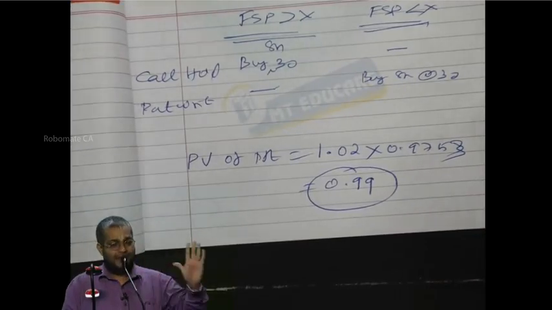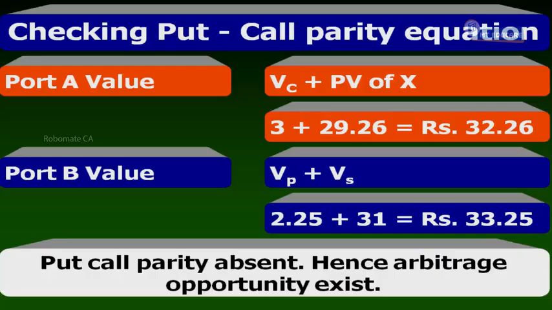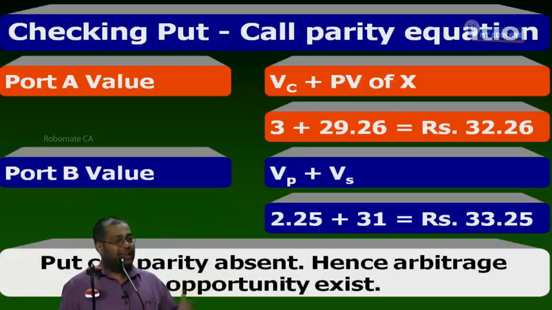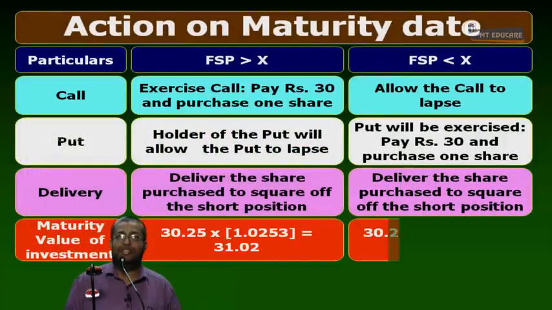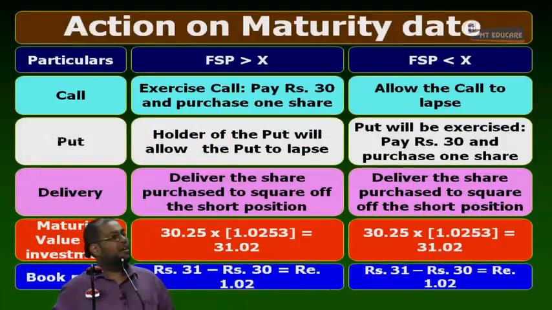After a long time you have clapped; I think only now you understood. So this is a put-call parity arbitrage. I think you will be able to understand. Now, step 5, on maturity date. Please copy this quickly. Don't talk, please.